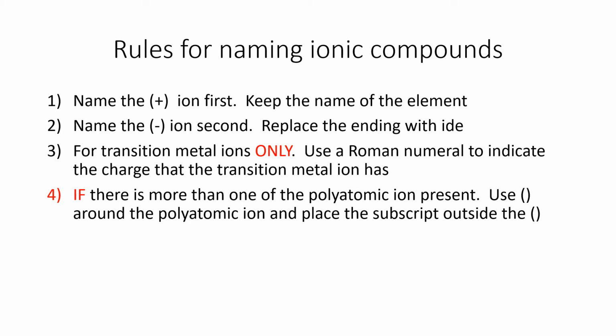So we did the first 2 rules for dealing with naming of these ionic compounds. But one of the things you would have noticed is none of the examples that we have done already involve the transition metal ion. Now it's time to start dealing with these transition metal ions. Now we have to get Rule 3 involved. And this Rule 3 applies for transition metal ions only. We're going to have to use a Roman numeral to indicate the charge that that transition metal ion has.